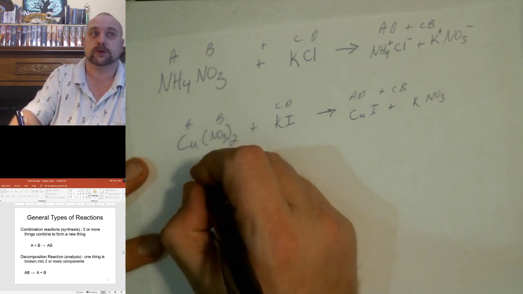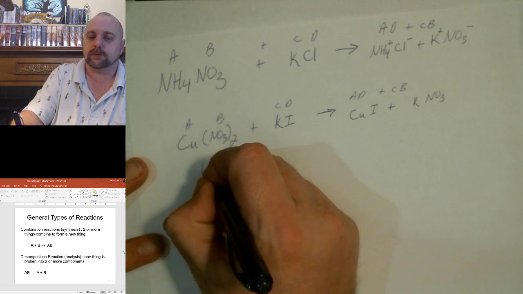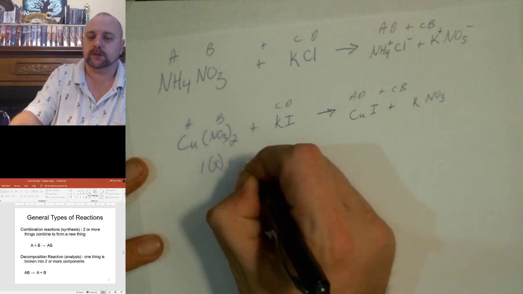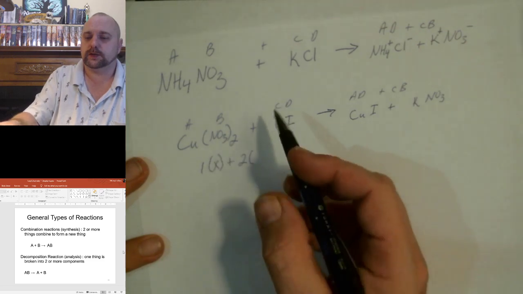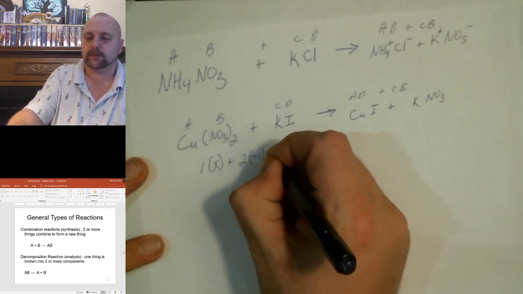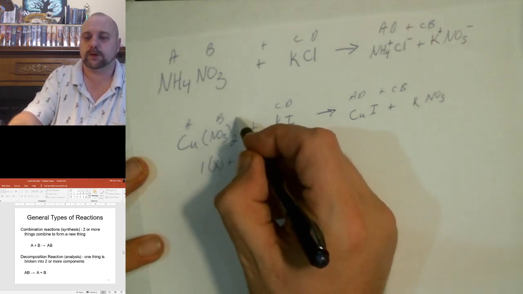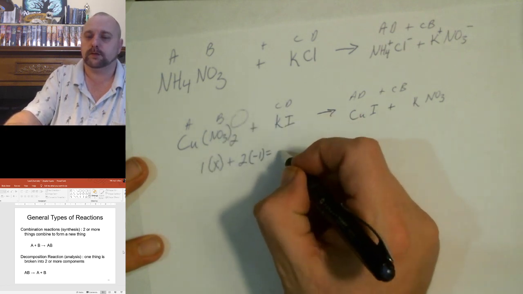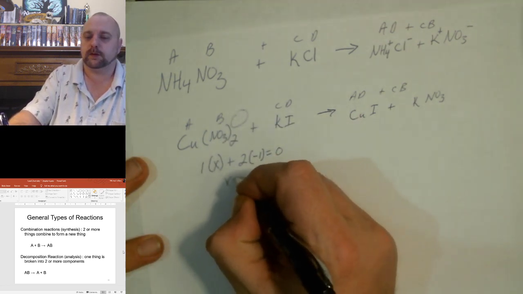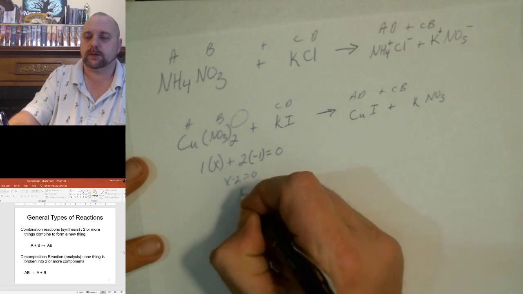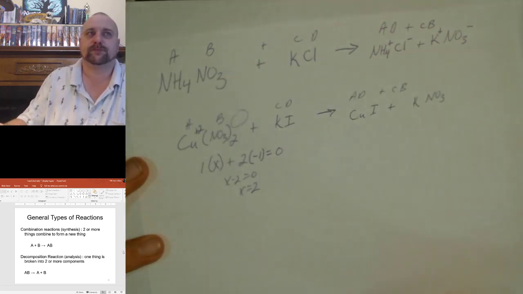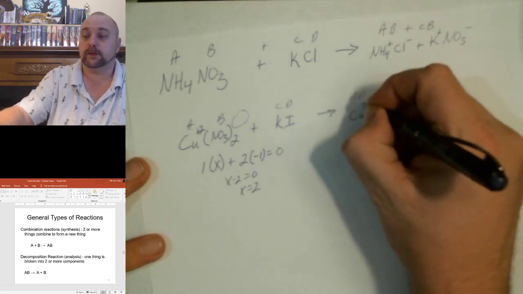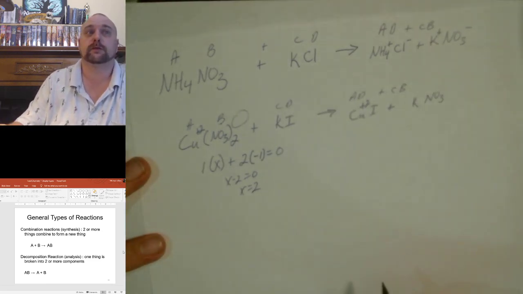Let's find the charge on the left. 1 copper times X plus 2 nitrates. Each nitrate is a minus 1. Set that equal to the total charge. There's nothing up here, so it's 0. X minus 2 equals 0. X is 2. This copper is a plus 2. That means this copper is a plus 2 on the right hand side.